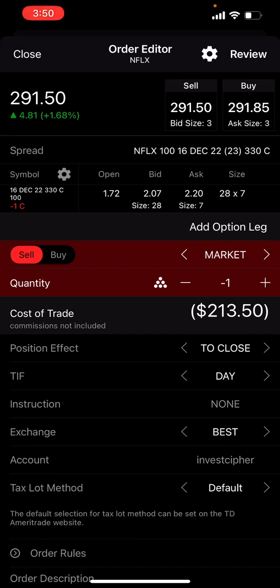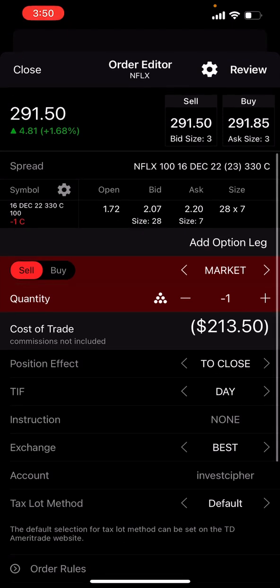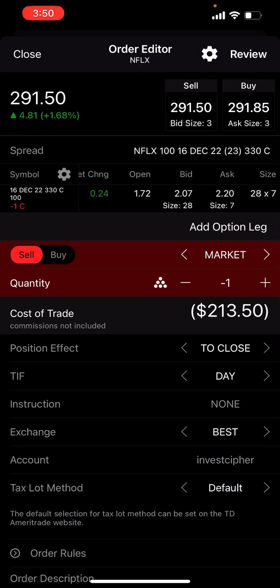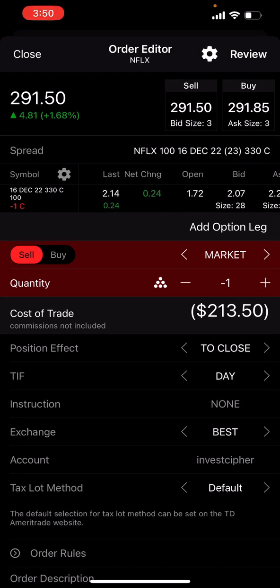It may seem a little confusing at first looking at all these different things, but you don't have to worry about anything under cost of trade right now, and all this extra stuff on the top you don't really have to worry about. So definitely get comfortable with placing trades. Start off with small contracts, 1 or 2 contracts at a time. And yeah, that's how to place and exit a trade using Thinkorswim.